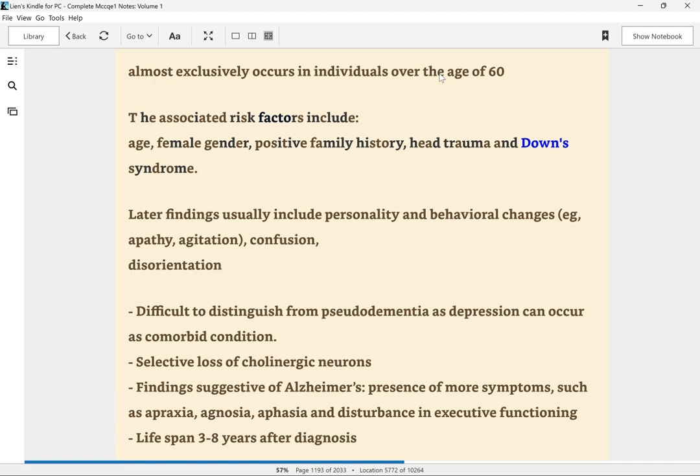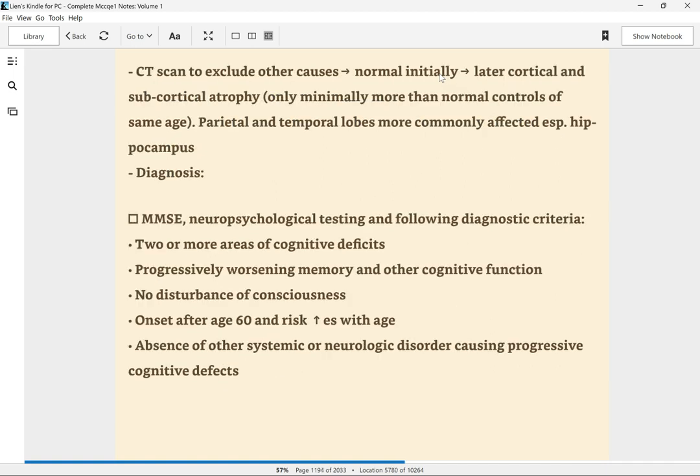Selective loss of cholinergic neurons. Findings suggestive of Alzheimer's: presence of more symptoms, such as apraxia, agnosia, aphasia, and disturbance in executive functioning. Lifespan is 3 to 8 years after diagnosis. CT scan to exclude other causes: normal initially, atrophy later. Cortical and subcortical atrophy only minimally more than normal controls of the same age. Parietal and temporal lobes more commonly affected.